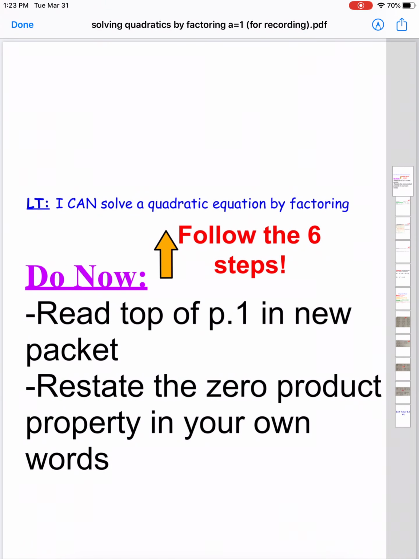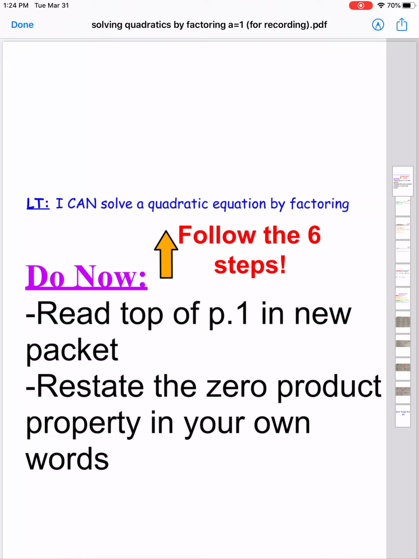Okay, welcome to your fourth lesson of Unit 8. Again, Unit 8 is all about solving quadratic equations. In the last two lessons, you learned how to solve quadratic equations by taking square roots. So you just used your inverse operations and took square roots. Now we're going to get into our second method, which is by factoring.